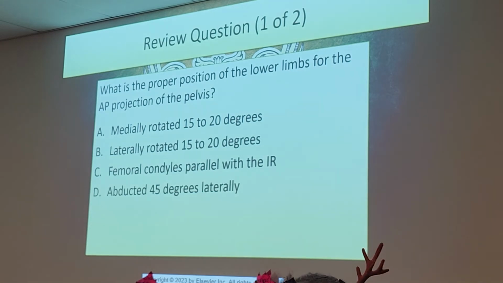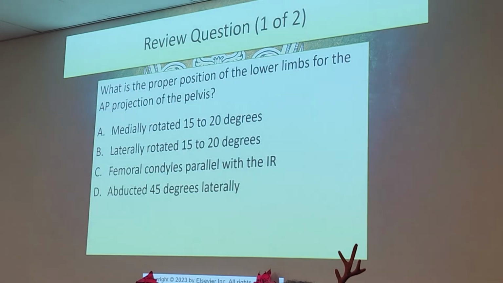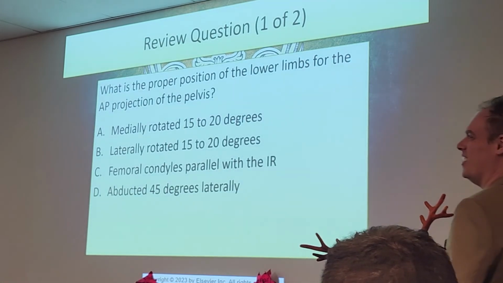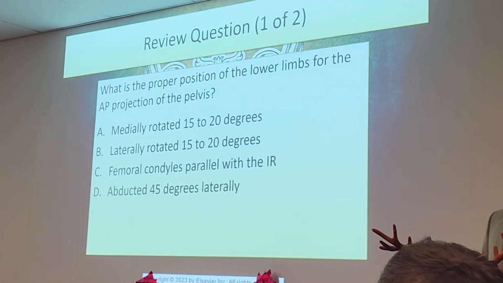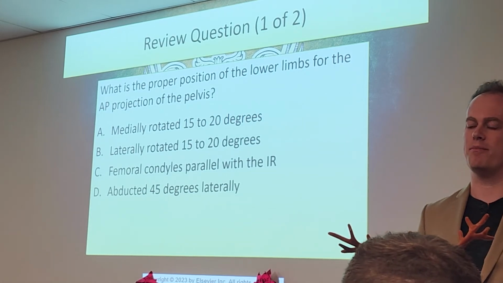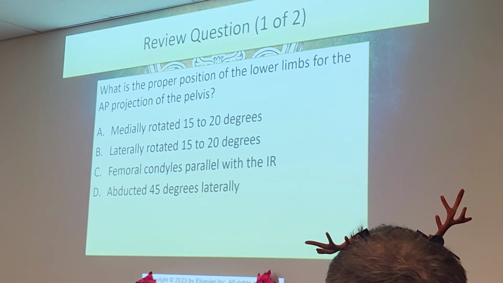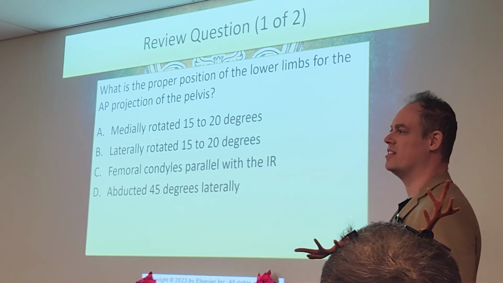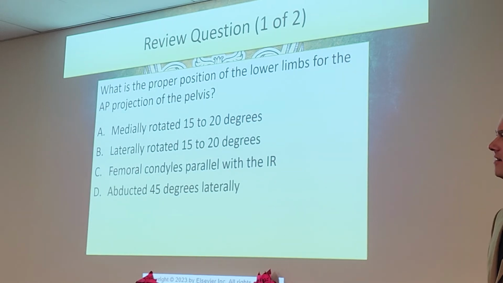All right, review question. That is the last of the positioning of this semester, ladies and gentlemen. What is the proper position of the lower limbs for the AP projection of the pelvis? A is correct. And why do we do that? What's the main reason for bringing those feet together? To hide the lesser trochanters and put the greater trochanters in profile. Very good.